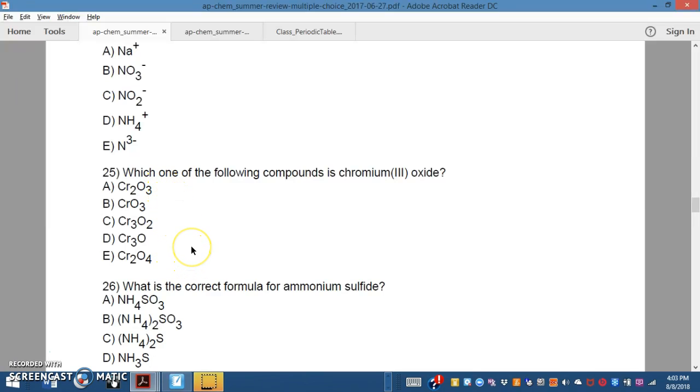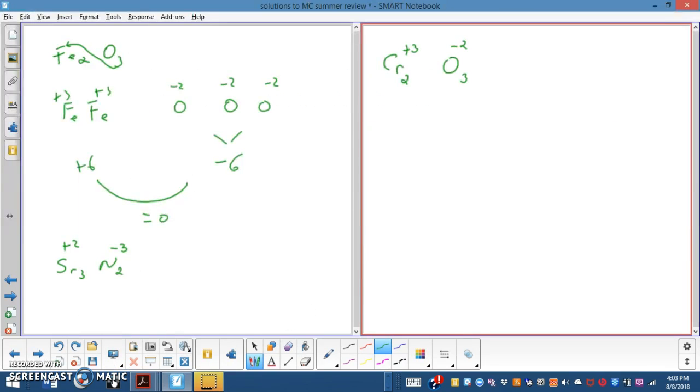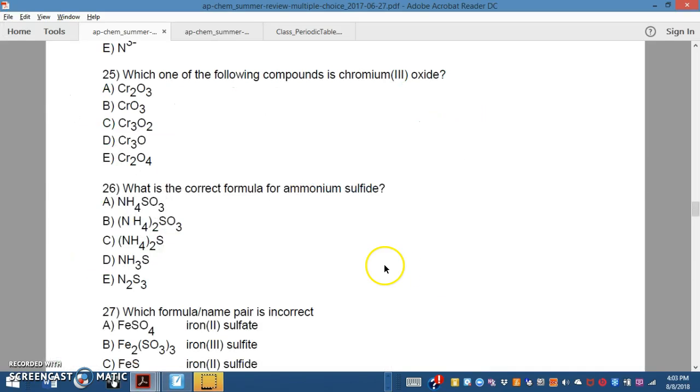And then 26, what is the correct formula for ammonium sulfide? So ammonium, this is your ammonium, right? And then sulfide. So this one has a charge of 1. This one has a charge of -2. So you need 2 of those to make your compound.